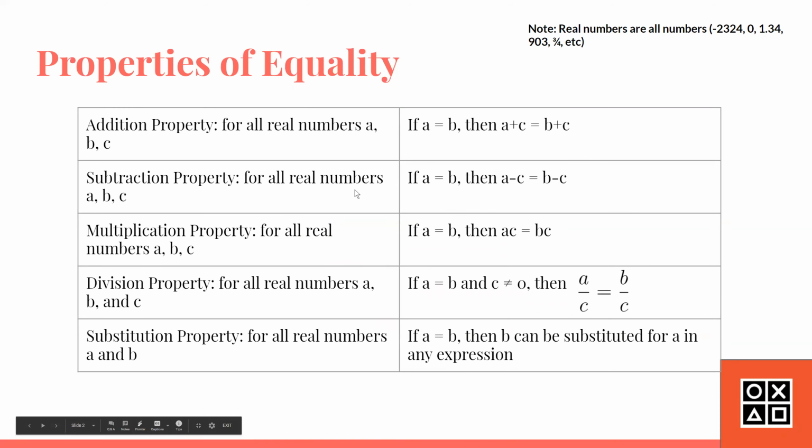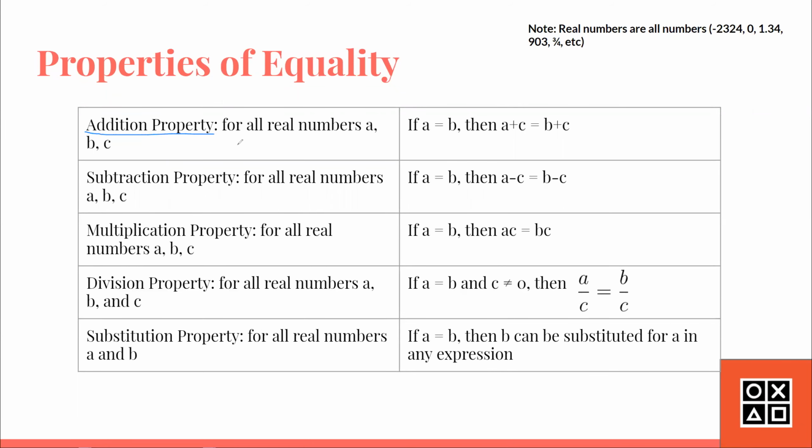First, we'll be talking about the properties of equality. First up is the addition property of equality. So for all real numbers A, B, and C. So A, B, and C represent numbers. So for all real numbers A, B, and C, if you look over here, if A equals B, then A plus C equals B plus C. That's what the addition property of equality states.